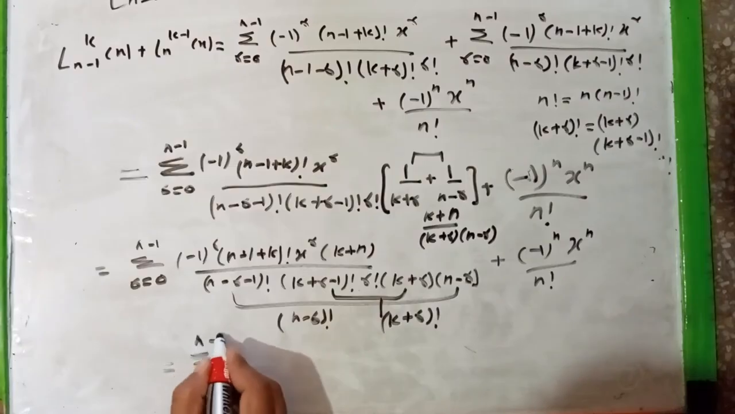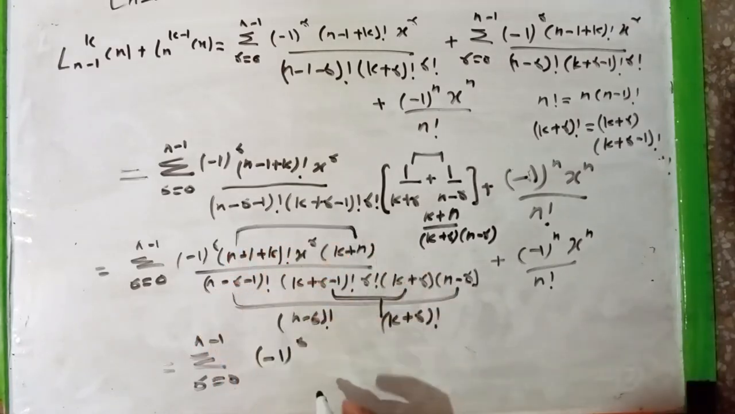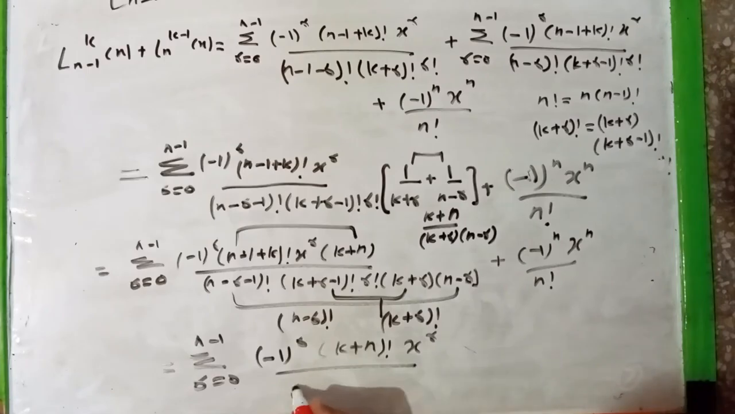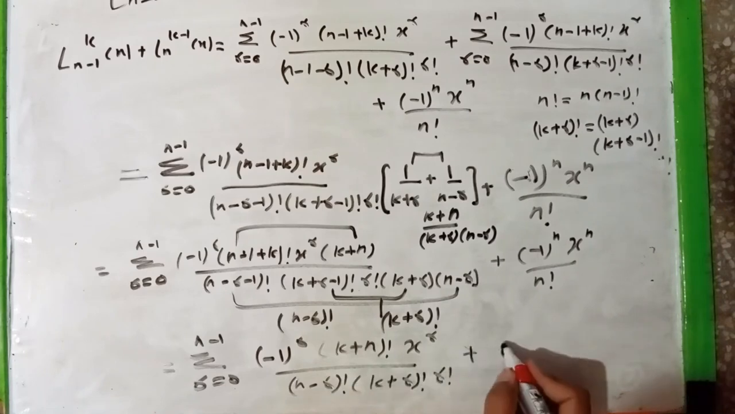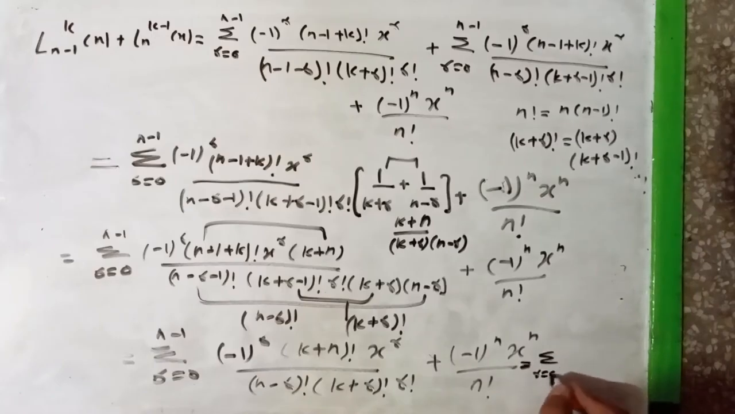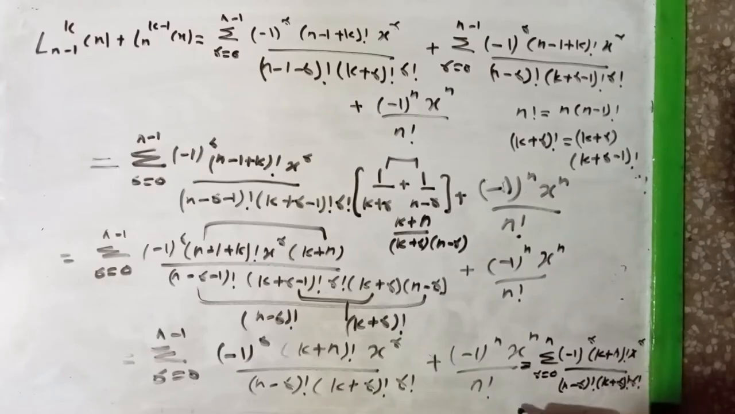So this becomes summation r is equal to 0 to n minus 1 of (-1)^r, and these two terms combine and are equal to k plus n factorial. (k+n)! x^r over (n-r)! (k+r)!, plus (-1)^n x^n over n!, and this is equal to summation r is equal to 0 to n minus 1 of (-1)^r (k+n)! x^r over (n-r)! (k+r)!, which is equal to L_n^k(x), which is equal to the right hand side.